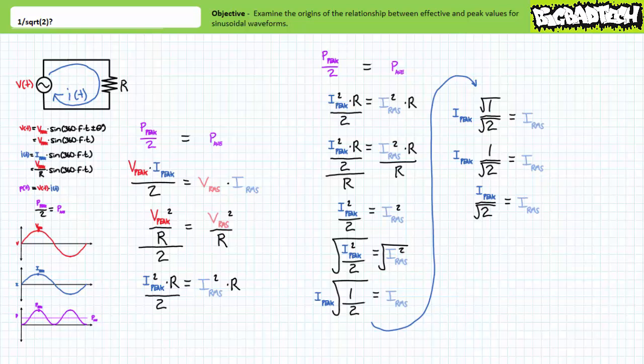Importantly, since effective values convey far more usable information than peak values, it should be noted that unless otherwise explicitly stated, all AC voltage and current measurements are to be assumed in terms of effective or RMS values. This means if you grab an AC voltmeter that says 120 volts, you can rest assured it's saying 120 volts RMS and not 120 volts peak.